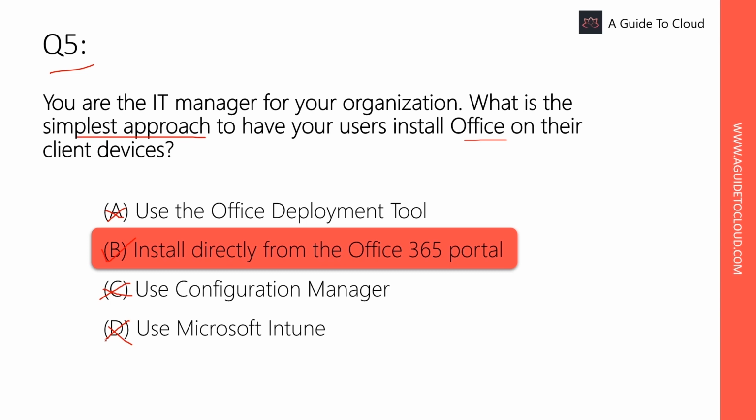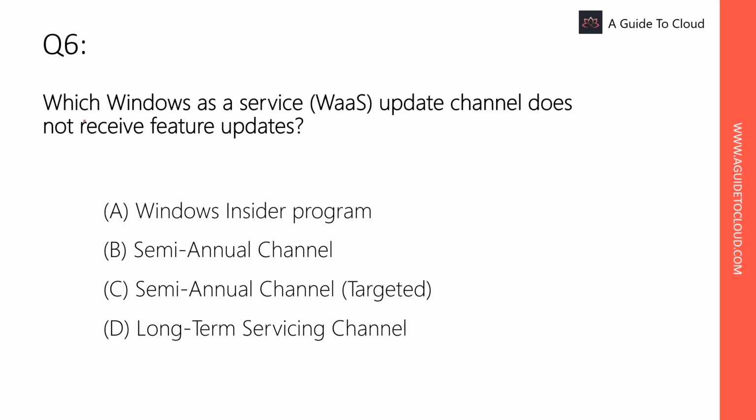So which Windows as a service update channel does not receive feature update? So you remember we talked about Windows as a service, and we talked about long-term servicing branch, semi-annual channel, Windows Insider programs, etc. So we are trying to find out which does not. So the keyword here is does not receive the feature update. So the feature updates are the main update which Microsoft release twice every year, which include the major feature update. So we are going to find out which one is not a feature update.